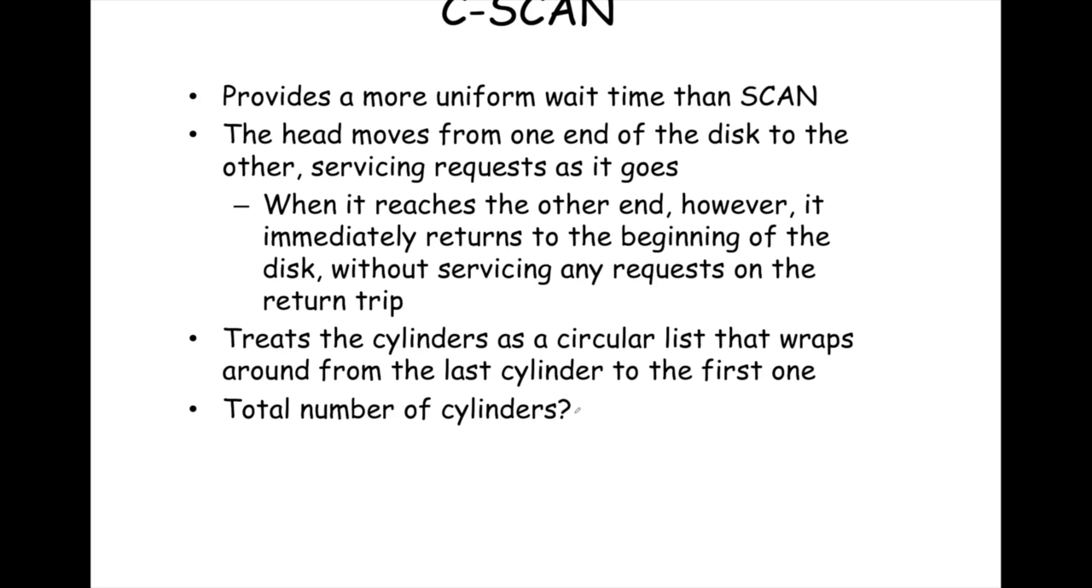With C-scan, C stands for circular. The head moves from one end of the disk to the other, servicing requests as it goes along. And then when it reaches the end, it immediately returns back to the beginning without servicing any requests on the return trip. Now, this might seem non-intuitive, but essentially it treats the entire disk, all the cylinders, as if it were a circular list and wrapped around. But of course, you can't really wrap around in practice. You have to literally seek back to the other end and then make your way across again.